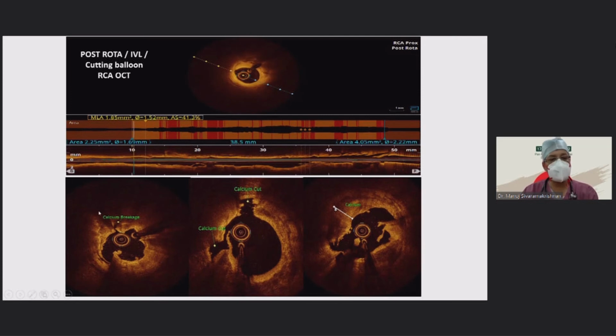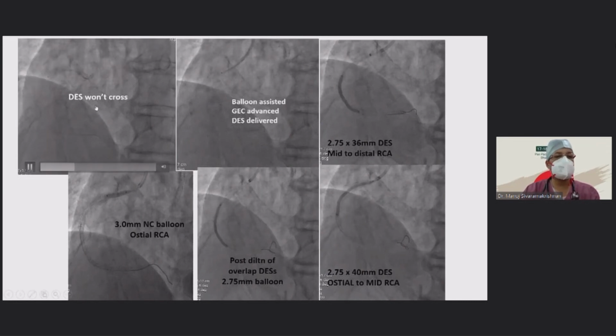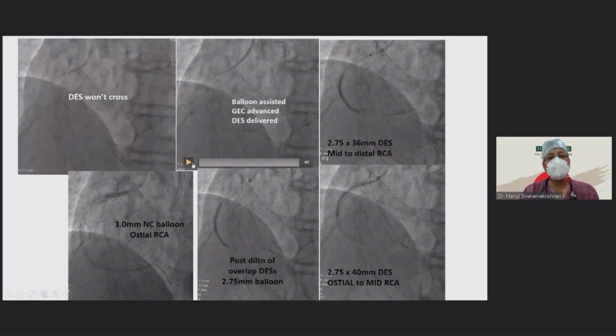And these are the OCT images of the right coronary artery, which again shows a circumferential, dense and deep calcium, which is cracked by the OCT as well as by the Flextome cutting balloon and also the shockwave lithotripsy and rotablation. The calcium thickness was almost 1200 microns. And despite all these preparations, the drug-eluting stent would not cross, and I required a guide extension catheter to deliver.